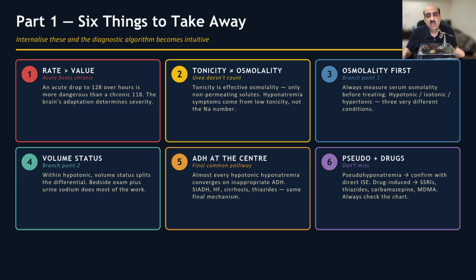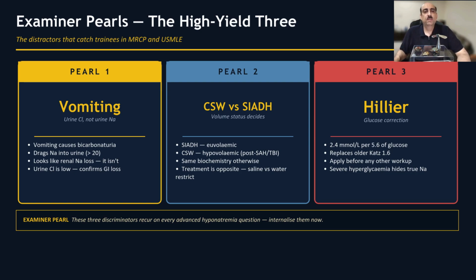And lastly, do not forget about the pseudohyponatremia. We have discussed it before, and also the drug-induced hyponatremia, which we recently just covered. So these are really, really crucial tips to remember. The 3 most important examiner pearls to keep in your pocket, please.